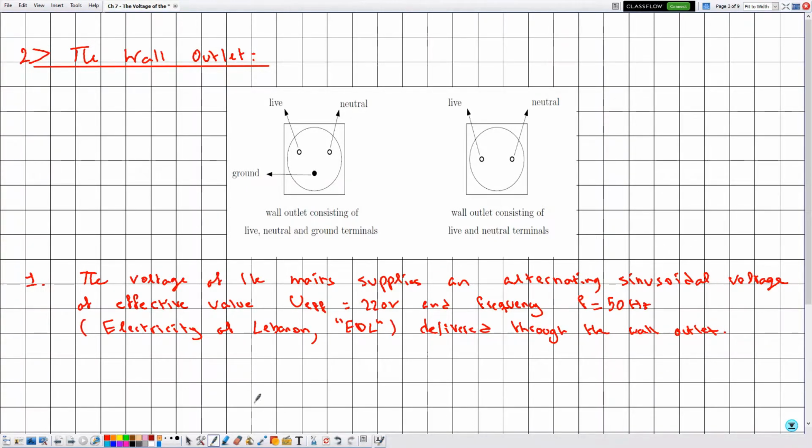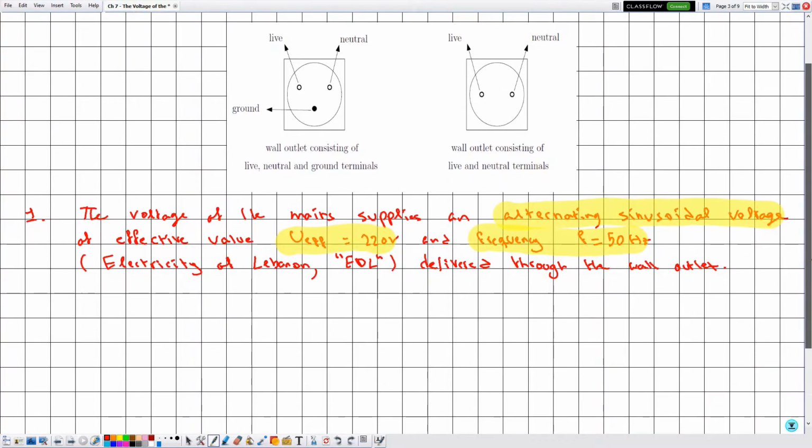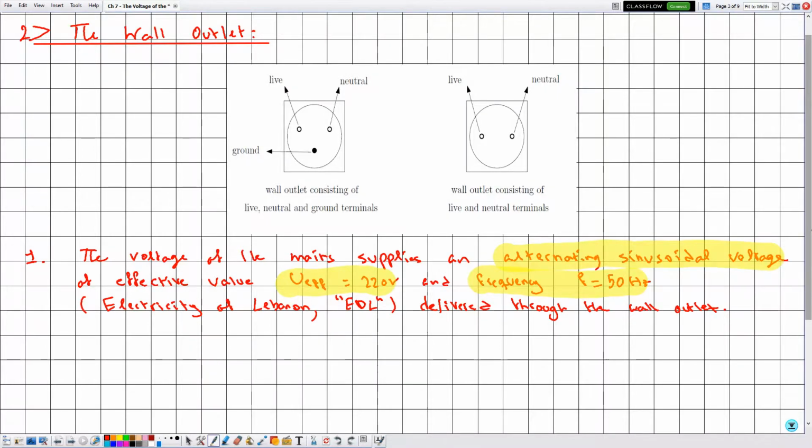Here what I'm saying is, what are the properties of the voltage of the mains? It is alternating sinusoidal voltage. Its effective value is 220 volts and the frequency is equal to 50 Hertz. So one should memorize these properties. The voltage in Lebanon is alternating sinusoidal voltage, its effective value is 220 volts and the frequency f is equal to 50 Hertz. Why must one memorize these properties? Because this is important whenever it comes to choosing electric appliances, because each electric appliance has certain indications and it won't function normally unless it has the same indication.